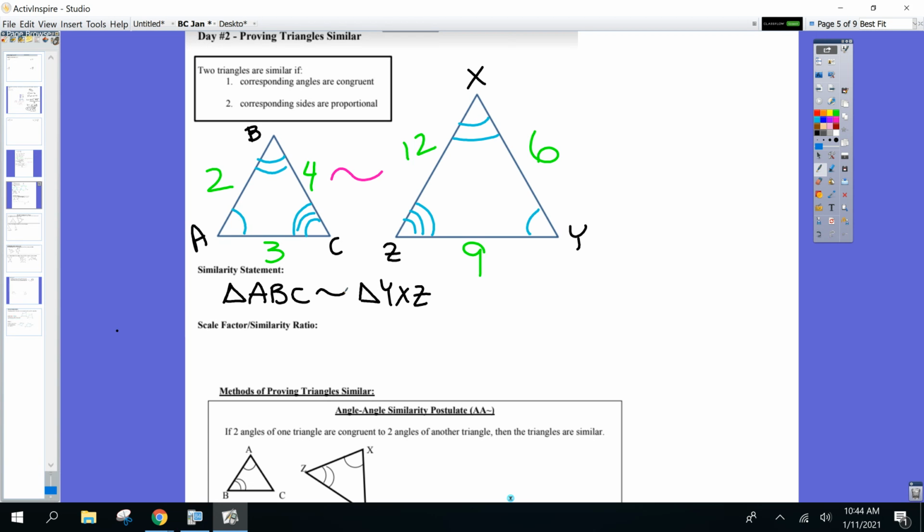And the last, these are two new vocabulary terms here. Scale factor and similarity ratio. They both mean the same thing. Scale factor and similarity ratio. That is the ratio of two corresponding sides. So you give me the length of one side over the length of its corresponding side.